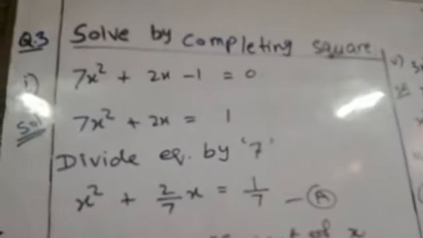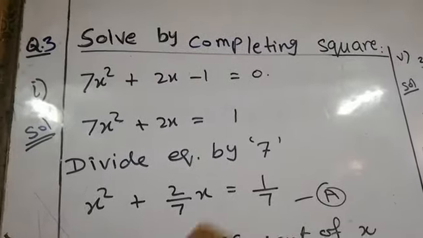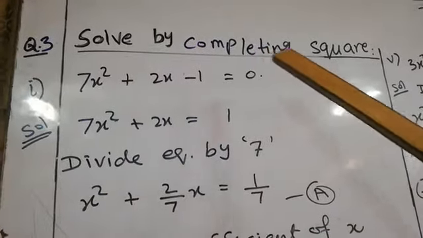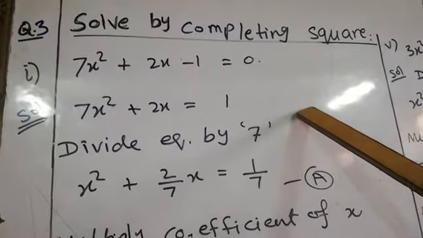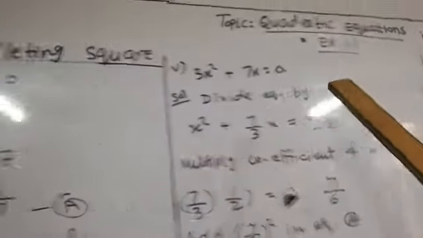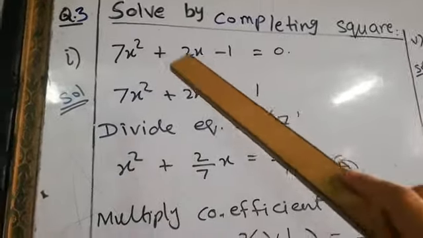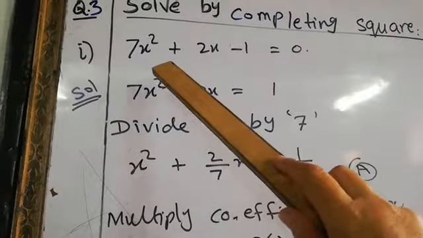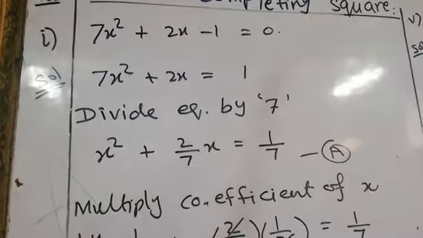We have discussed that there are three methods to solve the quadratic equation. The first one is factorization, which we did in our previous video, the second method is completing the square, and the third one is using the quadratic formula. In exercise 1.1, question number 3, we will discuss the completing square method. My dear students, this is part number 1: 7x square plus 2x minus 1 is equal to 0.